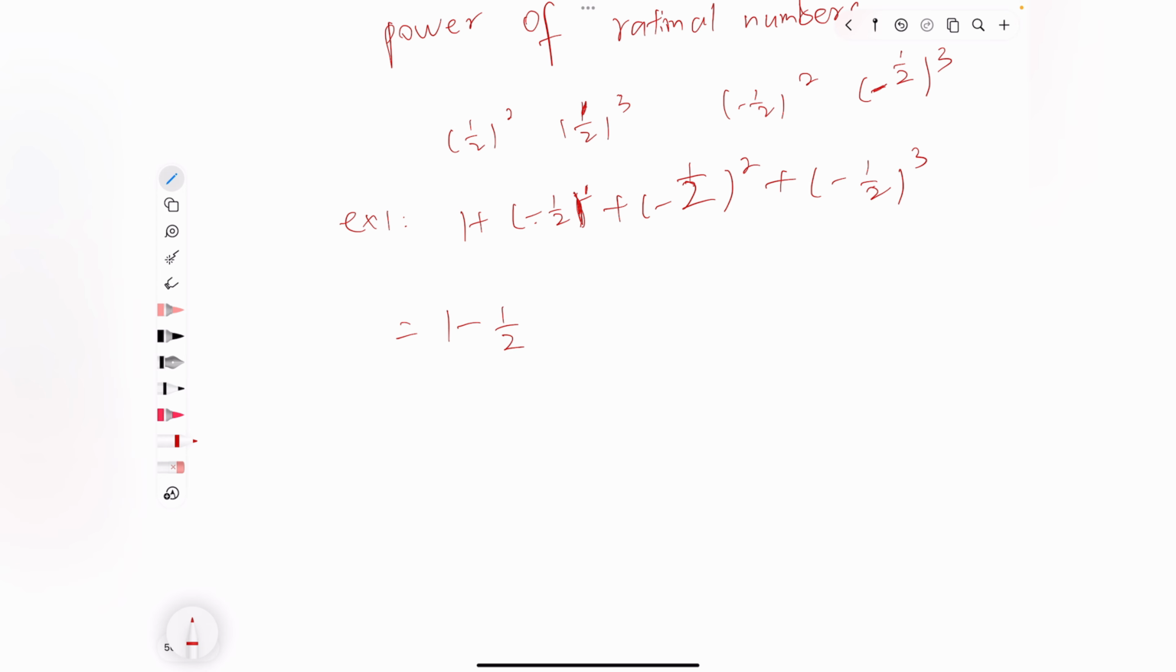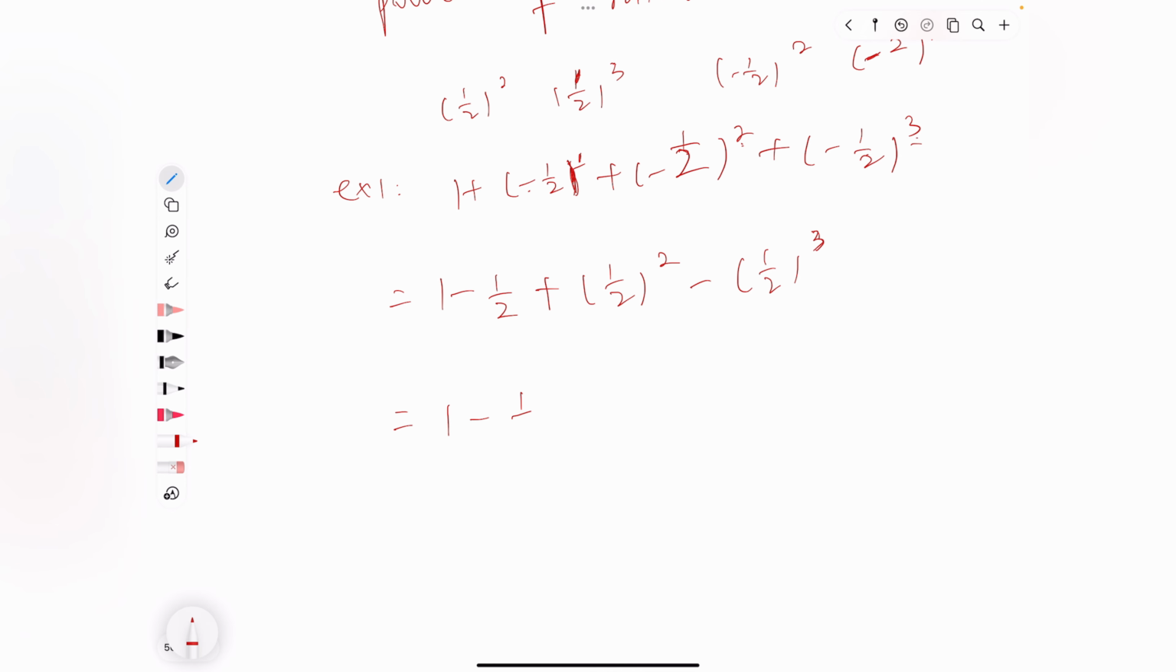So it's 1 minus half plus. So negative half square, we have even exponent. So that will be half square. For this one, we have odd number again. So it's minus half cube.